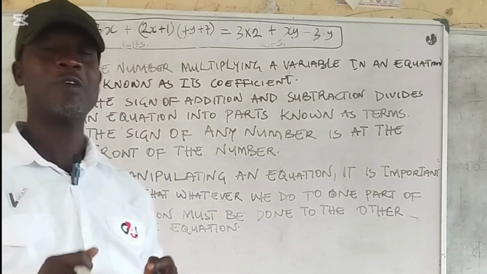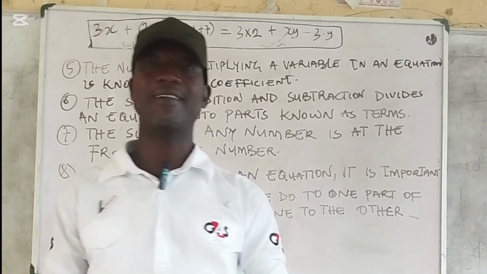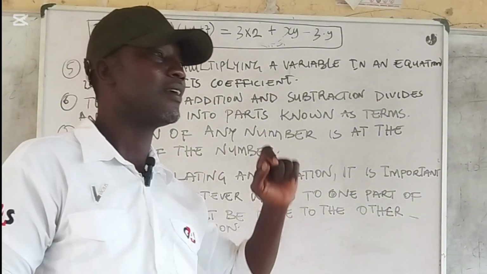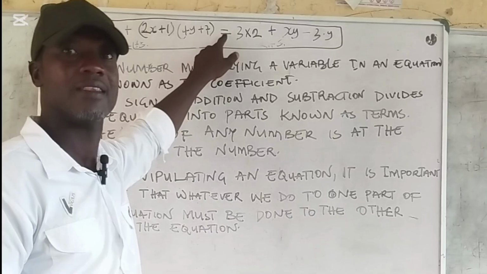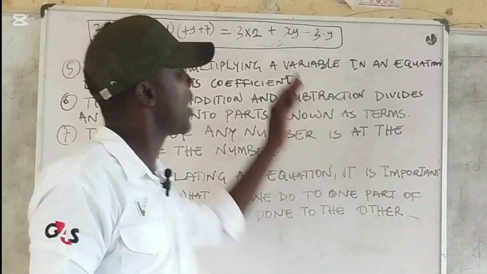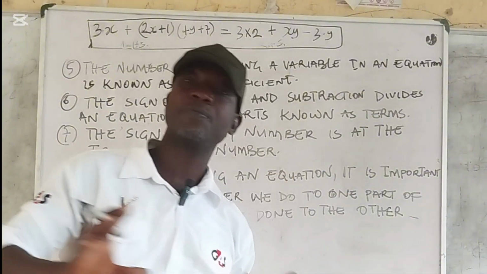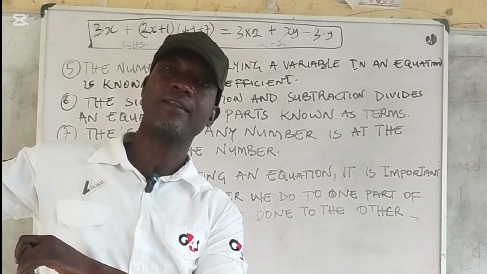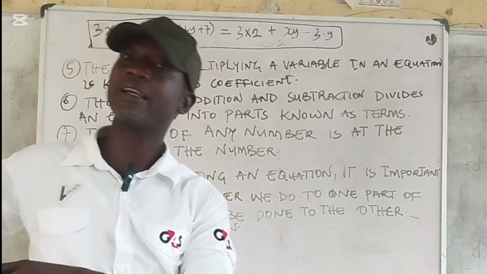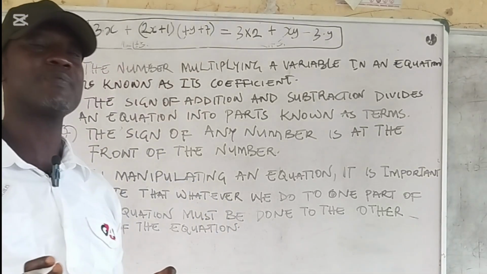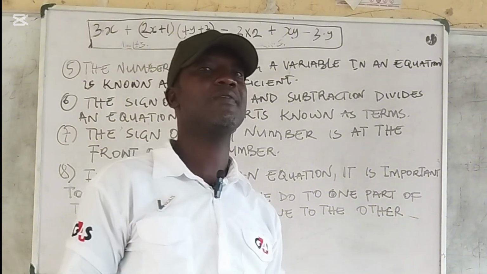All you need to do to be able to identify the left-hand side of the equation and the right-hand side of the equation is to identify the sign of equality, the equal sign. The equal sign is the boundary. Wherever it appears, you take it as the boundary. Every other expression that is to the left of the sign of equality is the left-hand side of the equation. And every other expression that is to the right-hand side of the equality is the right-hand side of the equation.